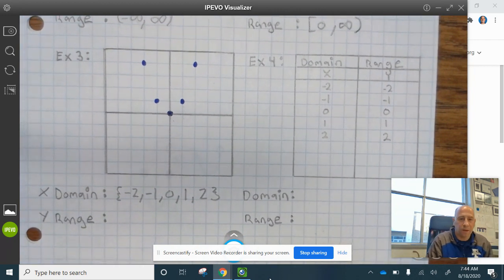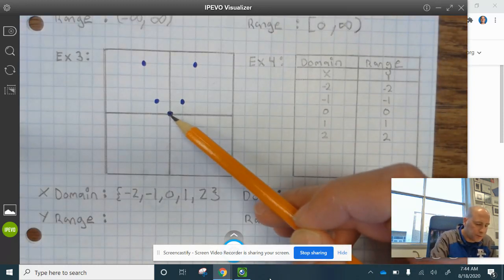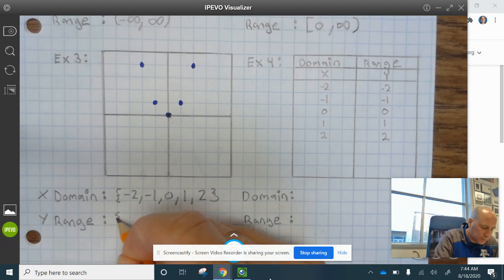Okay. Now the range is the y values, and you're going from bottom to top. Okay. So the range is 0. The y value at this point is 0, so that's 0.